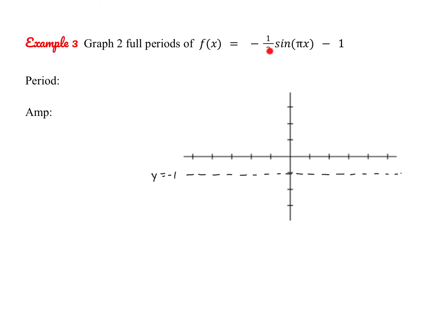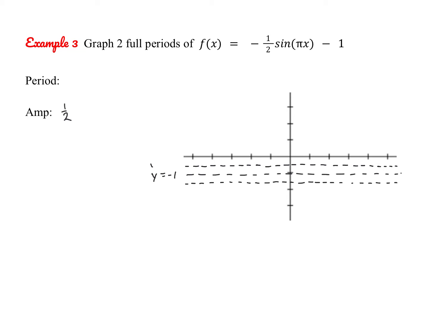And then I see that the amplitude of our graph is 1/2. Remember, the negative is a different transformation than the a value. The amplitude should always be positive because it's a distance. So that means that the distance from the midline to the maximum should be 1/2. So it's going to be here at y equals -1/2. And the distance from the midline to the minimum will also be 1/2.